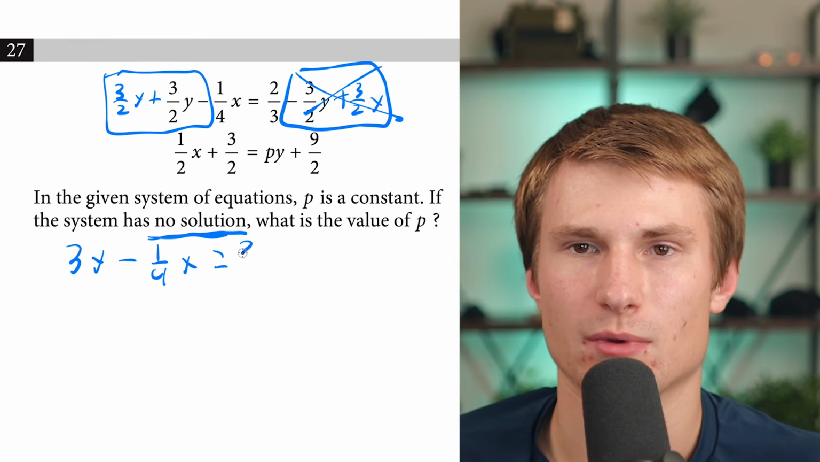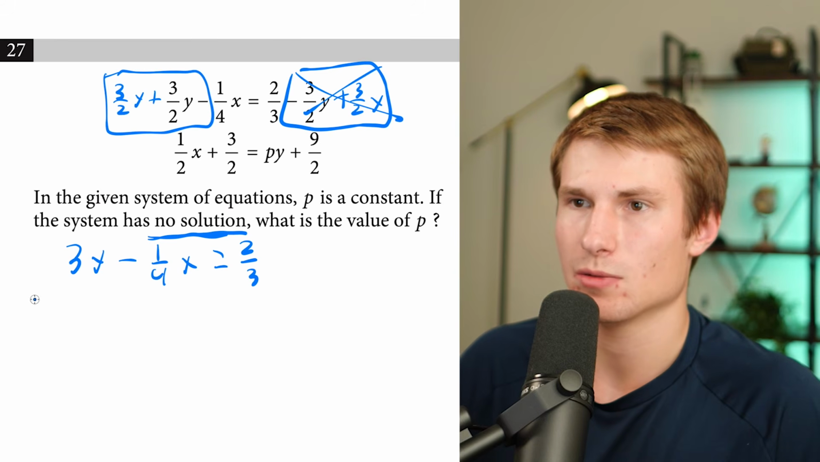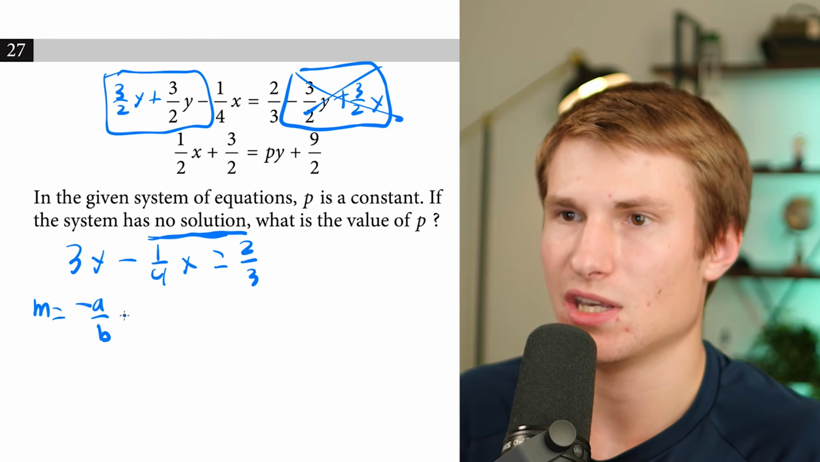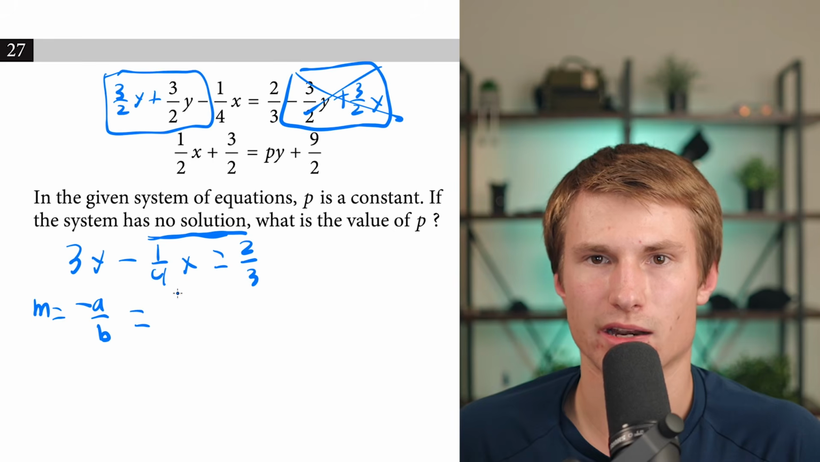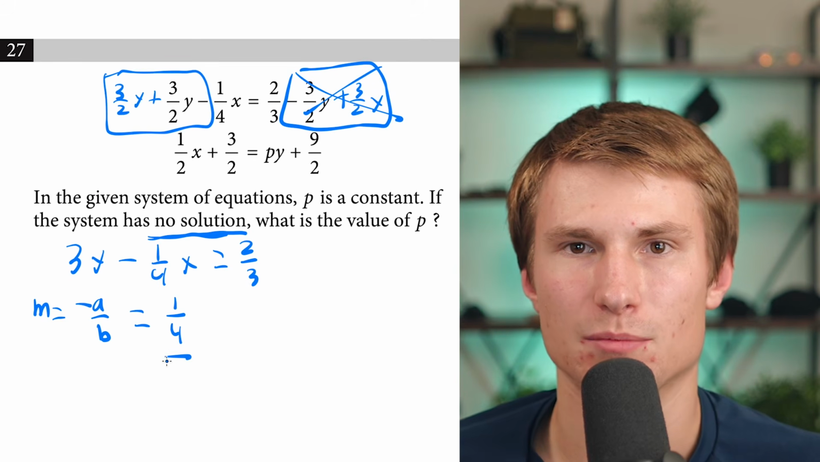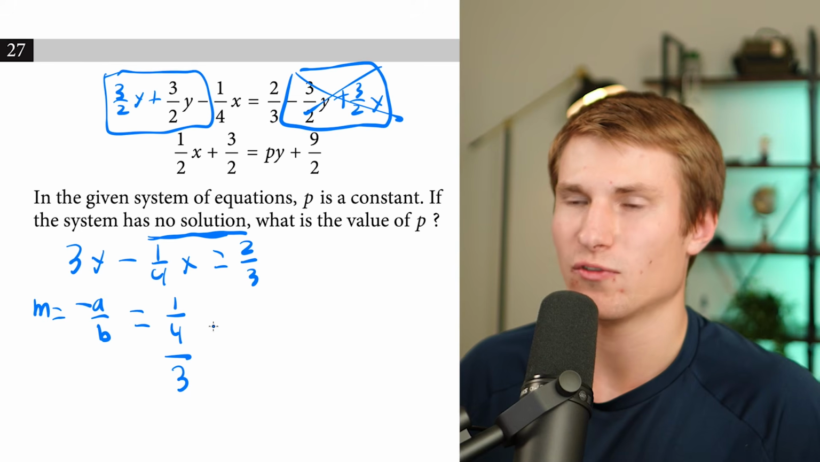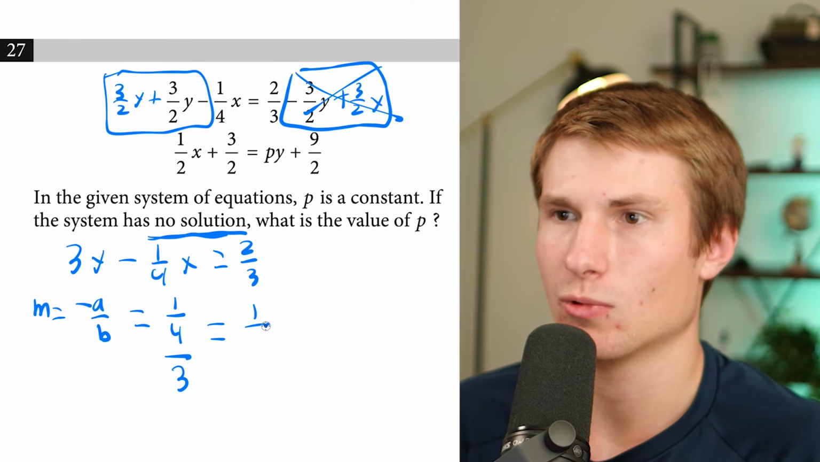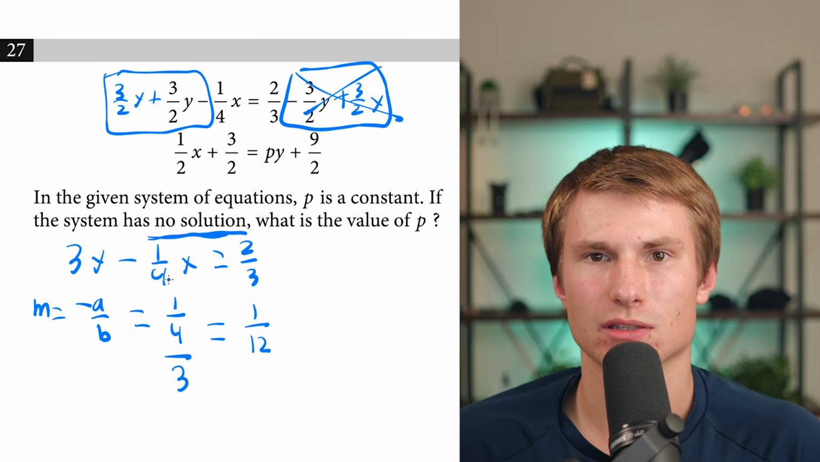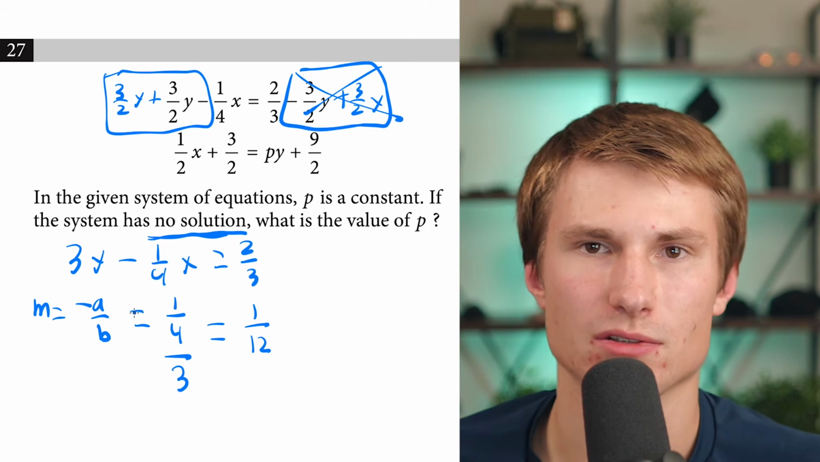From there, let me get my slope. We need to solve for P, so we need to know the slope up here. Our slope is going to be m equals negative a over b. We know our a value here is negative 1/4. Negative 1/4 gets us positive 1/4, divided by our b value, which is 3. So 1/4 divided by 3 will give us 1 over 12. Am I missing anything? No, that's right, because we got negative 1/4, so negative 1/4 gets us that positive 1/4. All right, so we got our slope there.